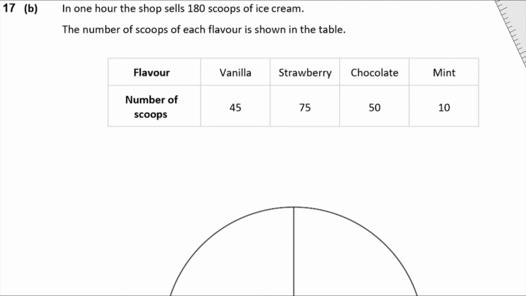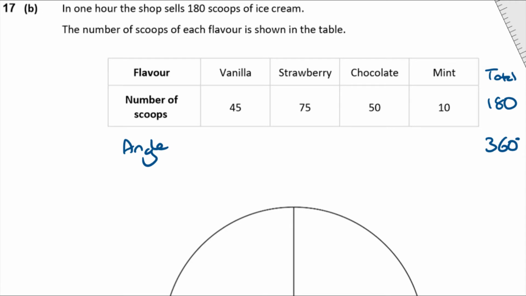Now, we've already been told what the total was. The total number of scoops was 180, wasn't it? Okay, so 45 plus 75 plus 50 plus 10, that's 180. Now, what we want to do is take those numbers of scoops and turn them into the number of degrees that we need to draw on the pie chart to represent them. Now, in a full turn, you've got 360 degrees, haven't you? So the angles we use need to add up to 360.